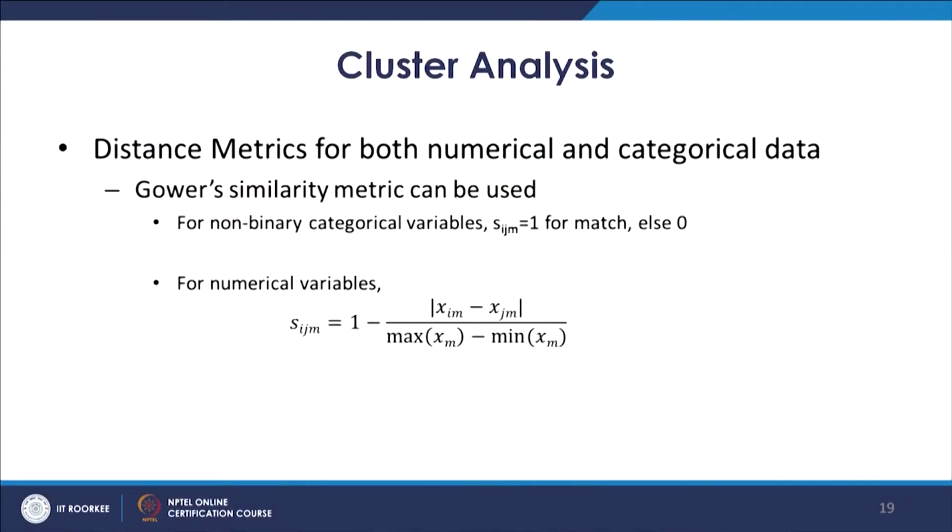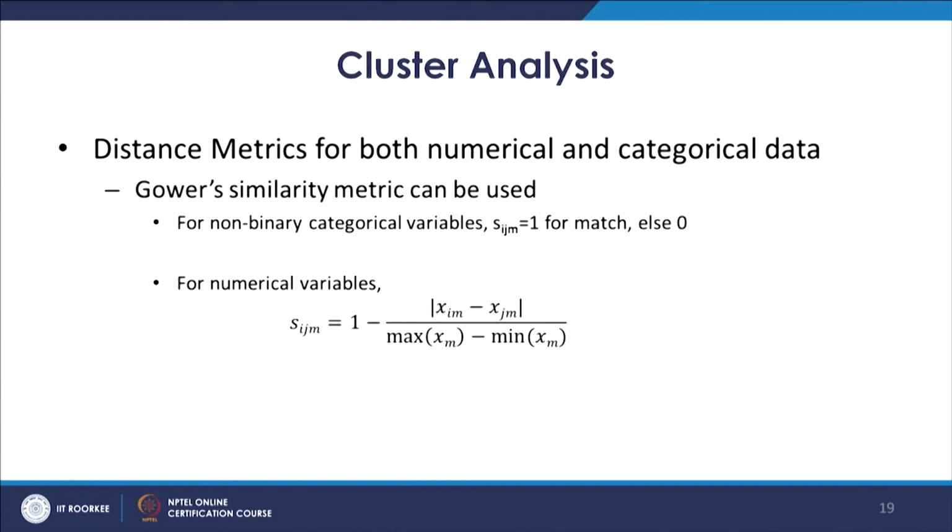Let us move forward. If we talk about non-binary categorical variables, where the categorical variable has more than 2 categories and we are not using dummy coding to indicate presence or absence, those kinds of variables can also be covered here. For a non-binary categorical variable, SIJM is going to be 1 for a match.